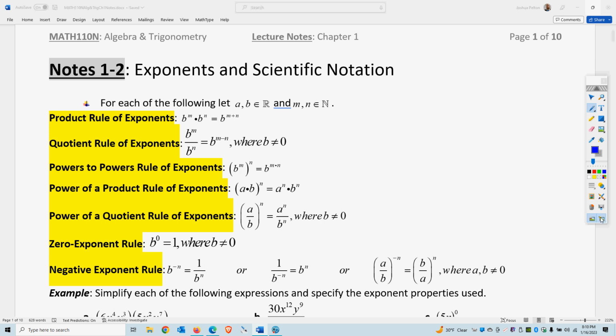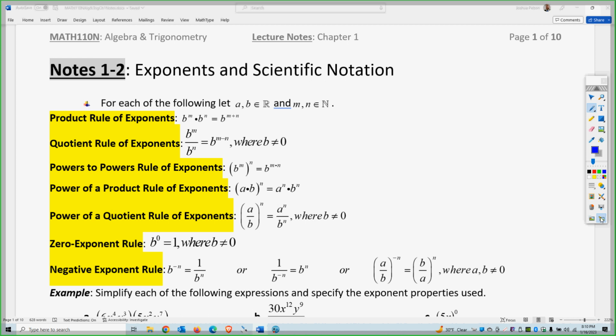We're doing exponent rules. So first, each of these you can prove simplistically with numbers. We're just using a and b as any real number, and m and n as any natural number. So for the first one, the exponent rule, the question is why do you add exponents if they have the same base b?